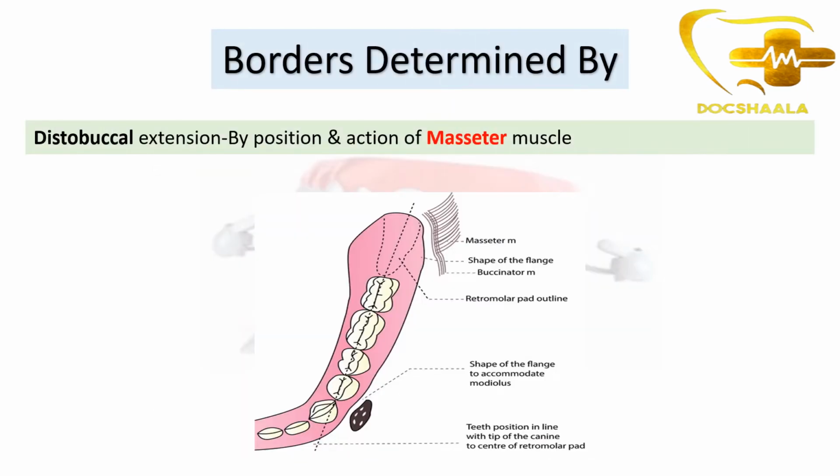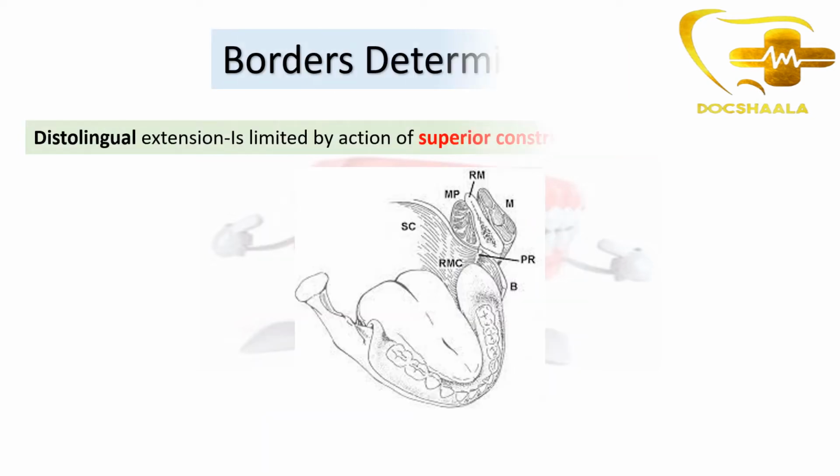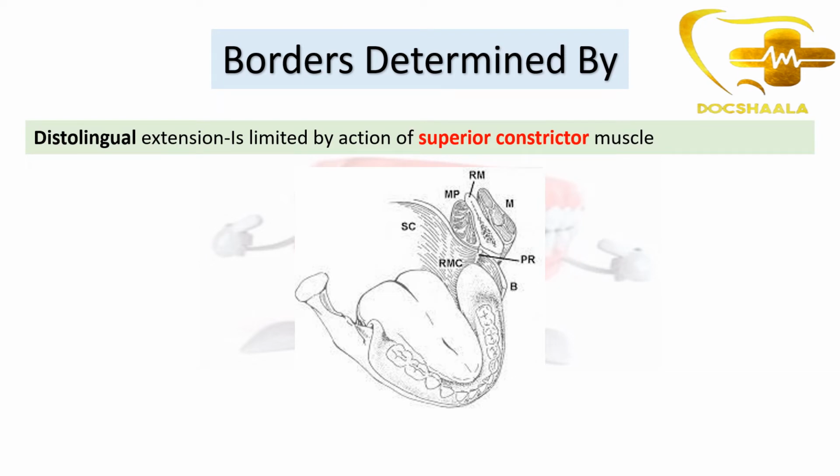So let us now look at what are the muscles which determine the borders. First, the distobuccal extension. This is the distal side of the mandibular denture, and this is the buccal side. So the distobuccal extension is determined by the position of the masseter muscle, as you can see. Then coming to the distolingual extension, this is the distolingual extension. It is limited by the action of the superior constrictor muscle.